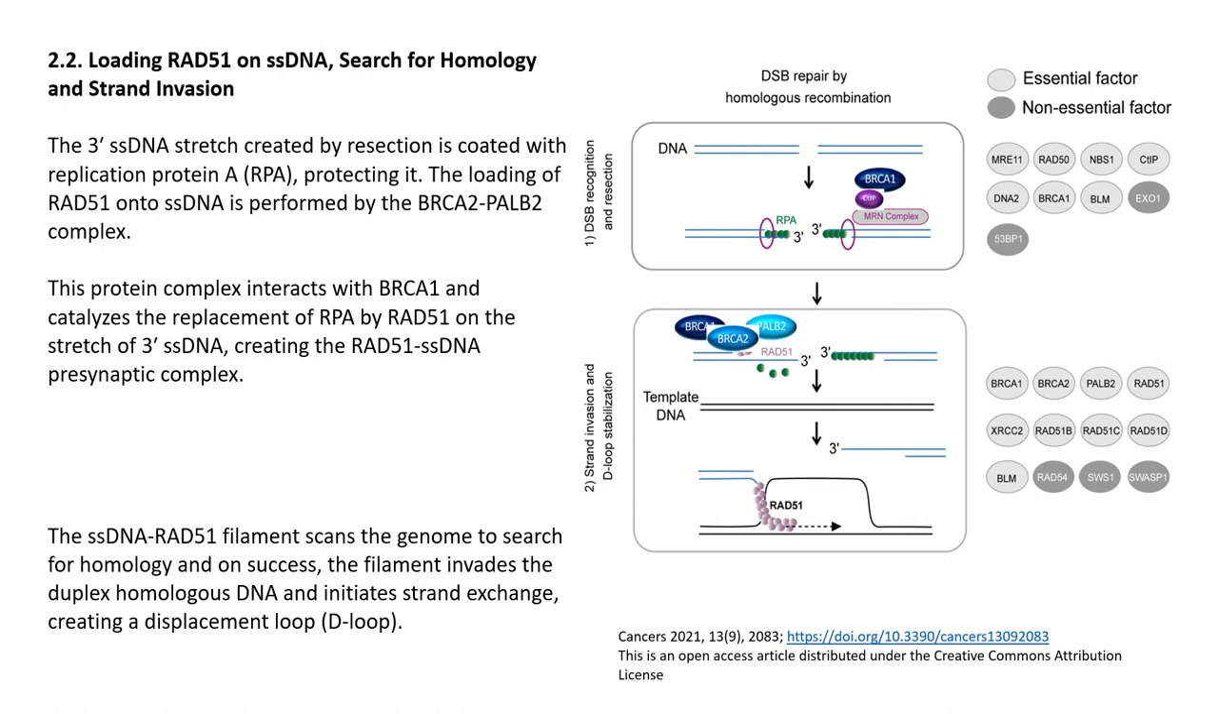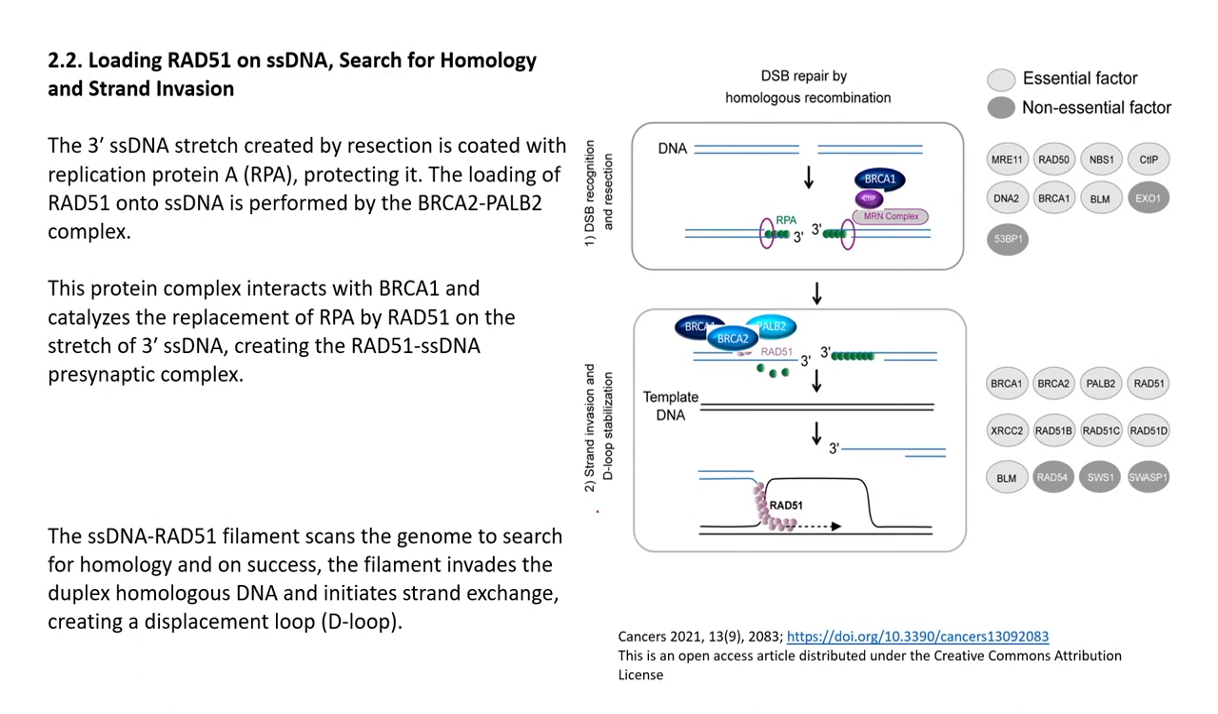The ssDNA RAD51 filament scans the genome to search for homology, and on success the filament invades the duplex homologous DNA and initiates strand exchange, creating a displacement loop. So, you can see here the events taking place sequentially. First, there is DSB recognition and resection, and here are the essential factors for this particular step, and these are not essential in this stage.